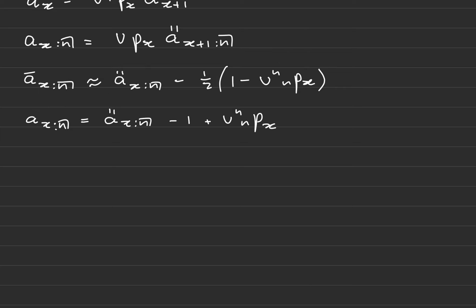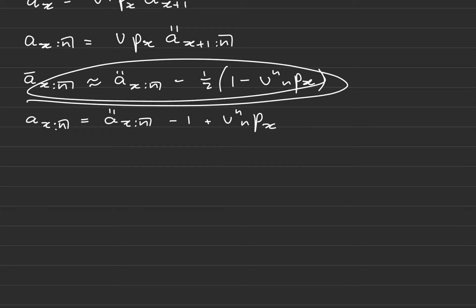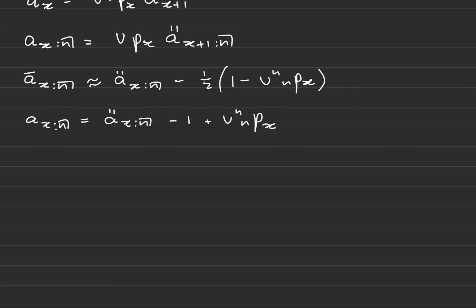Okay, so first of all, we understand how this formula works. Now, how does this work without the temporary part, without the term part? So I would have ā_x is roughly equal to ä_x minus a half.